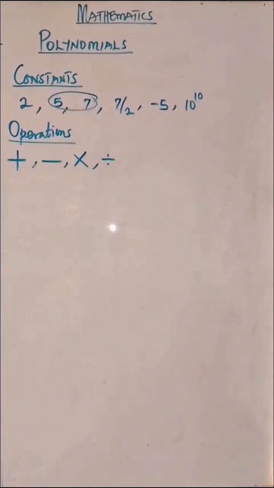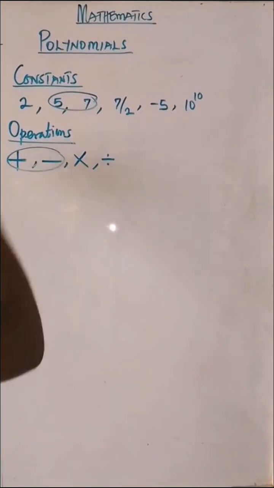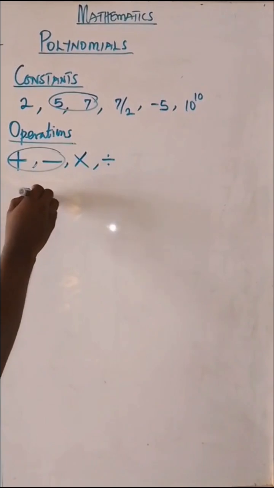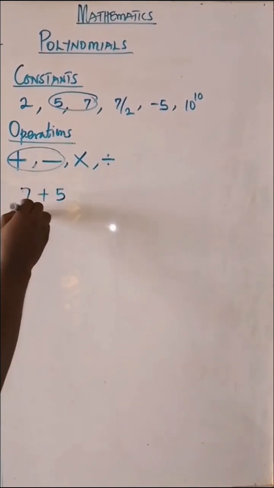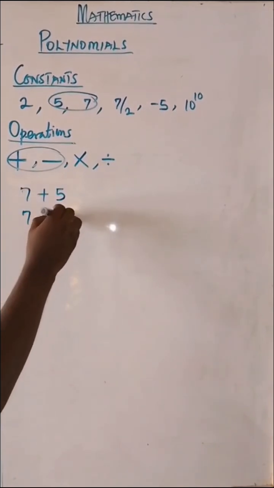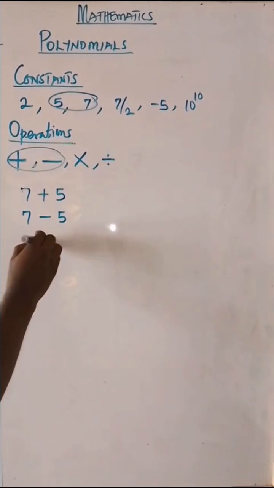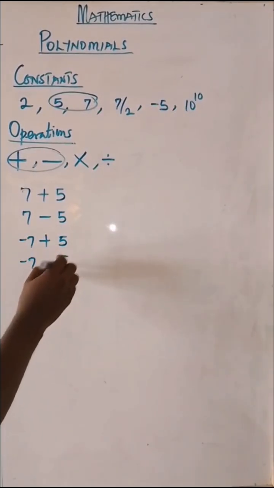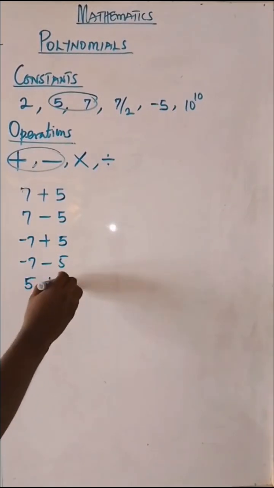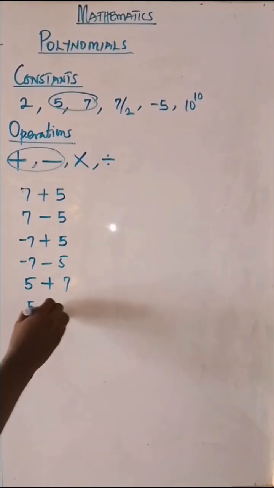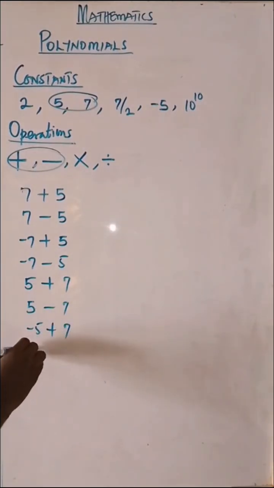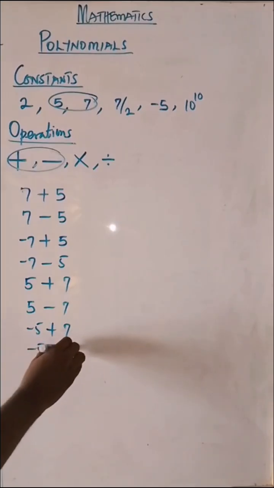Now, still on constants, my focus is here: addition and subtraction. Let's start with the following. What is 7 plus 5? What is 7 minus 5? What is minus 7 plus 5? What is minus 7 minus 5? What is 5 plus 7? What is 5 minus 7? What is minus 5 plus 7? What is minus 5 minus 7?